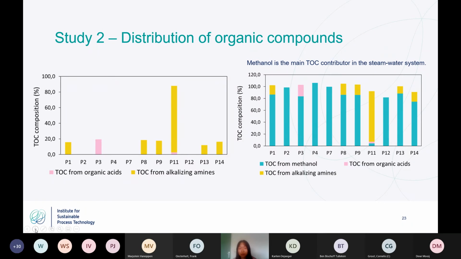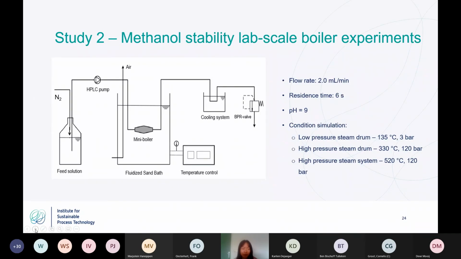And as now we know this, the important question will be, is it stable in the system? And if we go to the next slide, we used a lab scale experiment to look into this question. So we used a flow rate to have a similar residence time as the steam system in the plant, and also, of course, a similar pH environment. And then we used the conditions of the low pressure steam drum, high pressure steam drum, and also the high pressure steam system, which we think is where thermal degradation could happen.